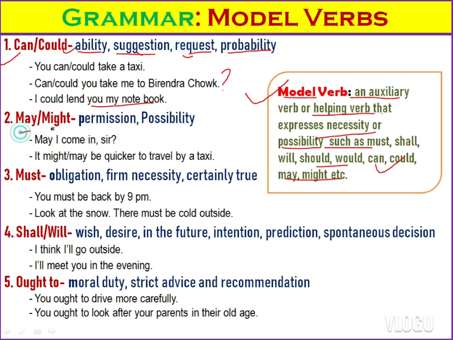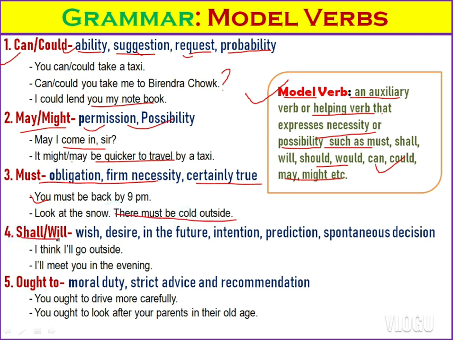And then may, might is used for permission or possibilities. May I come in, sir? It may or might be quicker to travel by taxi. Must: obligations, strong necessity, and certainly true. निश्चित छ, फिक्स छ, obligation बाध्यता छ भने must को use गर्ने. Yes, you must be back by 9 am. Look at the snow. It must be cold outside.